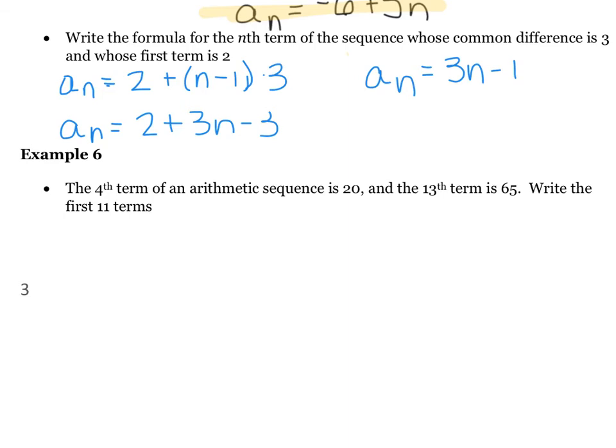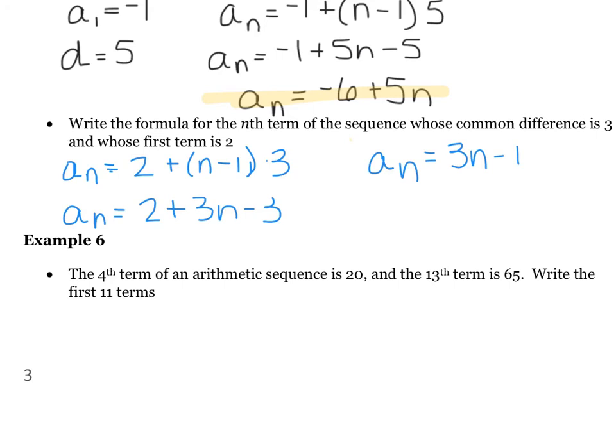So hopefully you've gotten that done, and you knew to plug in 2 as a sub 1 and 3 for d. And then when you distribute the 3 both to the -1 and the positive n, you get 2 plus 3n minus 3. And then when you combine like terms, you have a sub n is equal to 3n minus 1. Now, if you look at the difference here, on the one above, I put -6 plus 5n. And on this one, I put 3n minus 1. And the question might be, does it make a difference? The answer here is no. It does not make a difference.